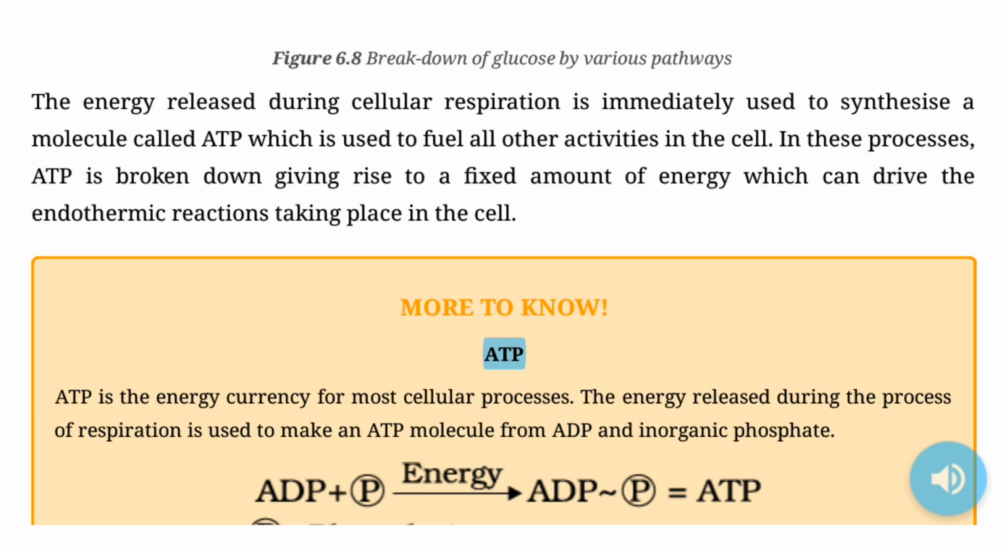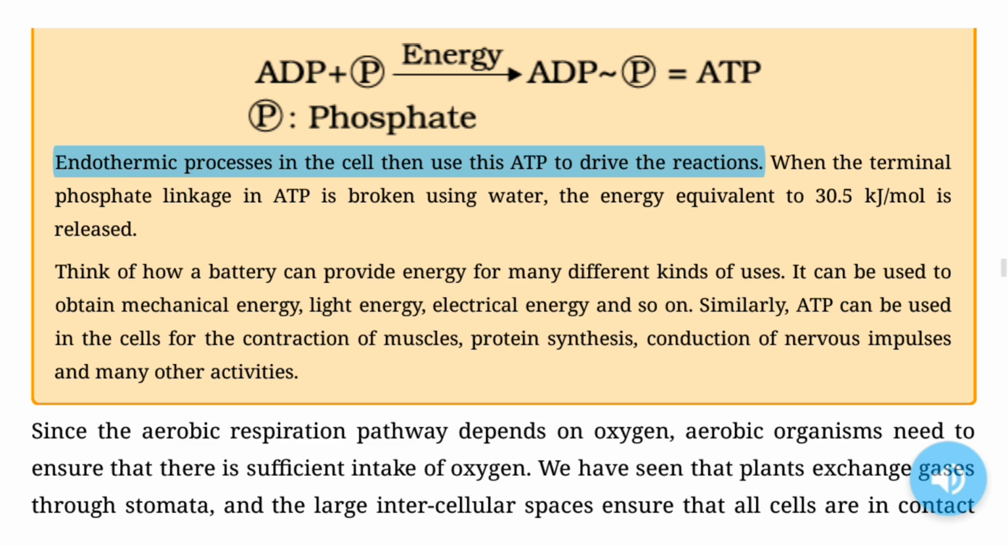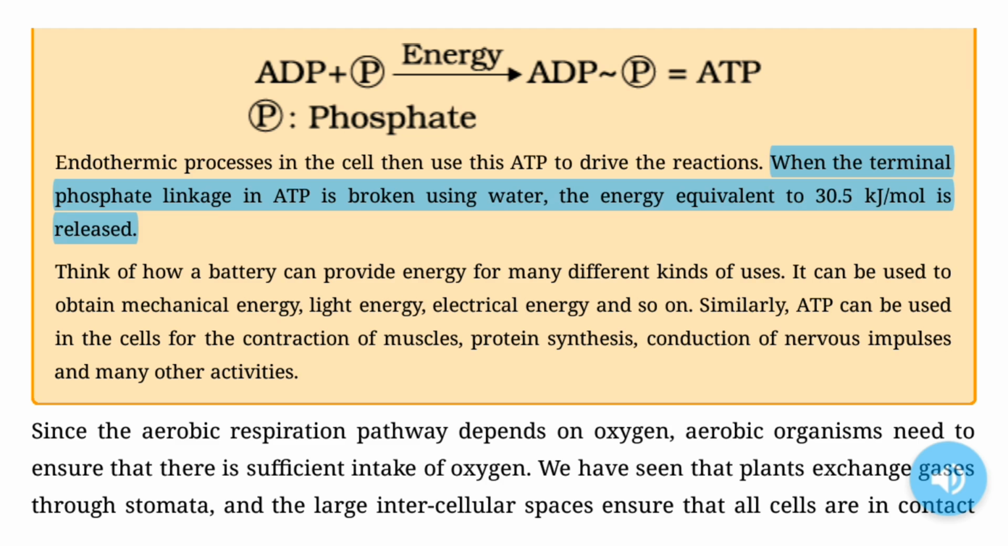More to know. ATP. ATP is the energy currency for most cellular processes. The energy released during the process of respiration is used to make an ATP molecule from ADP and inorganic phosphate. Endothermic processes in the cell then use this ATP to drive the reactions. When the terminal phosphate linkage in ATP is broken using water, the energy equivalent to 30.5 kJ/mol is released.